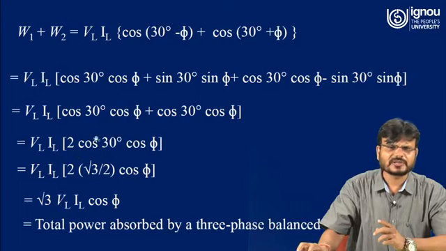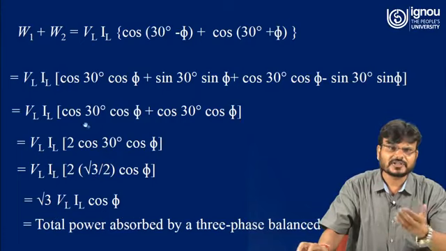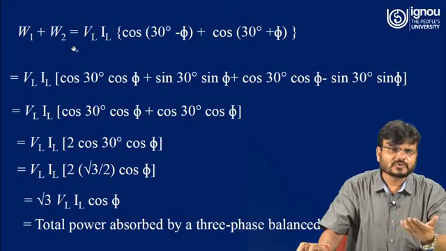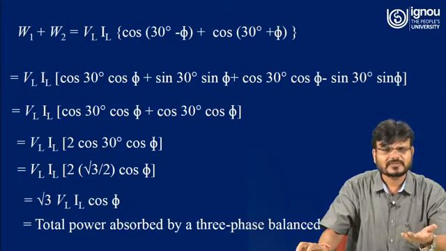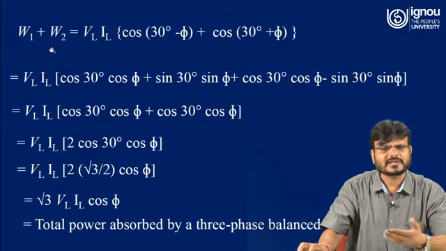Right, now just put the value of cos 30. What is the value of cos 30? The value of cos 30 is root 3 by 2. So this 2 will be cancelled out. So it is root 3 VL IL cos phi. So here you can notice the reading of two wattmeters, W1 plus W2, is equal to root 3 VL IL cos phi. And this is the power measured in the 3-phase system. It is denoted by P. So P is equal to root 3 VL IL cos phi, which is equal to the power measured by the two wattmeters W1 and W2.